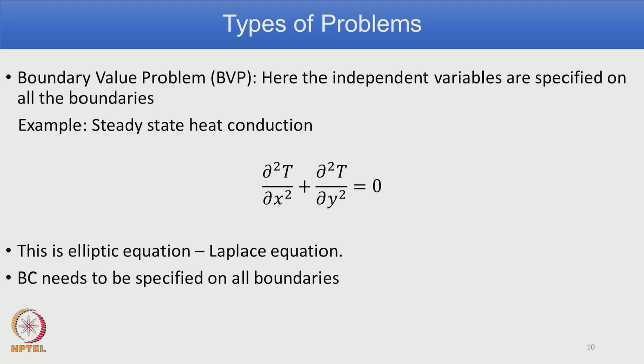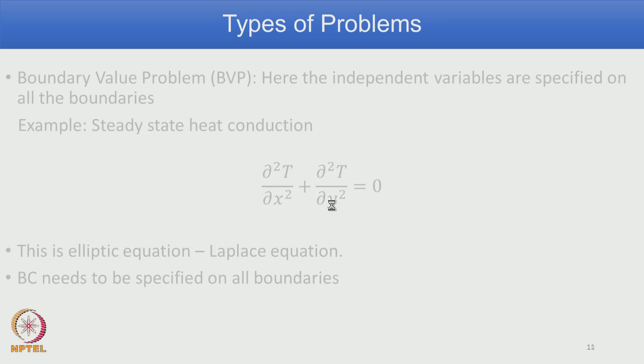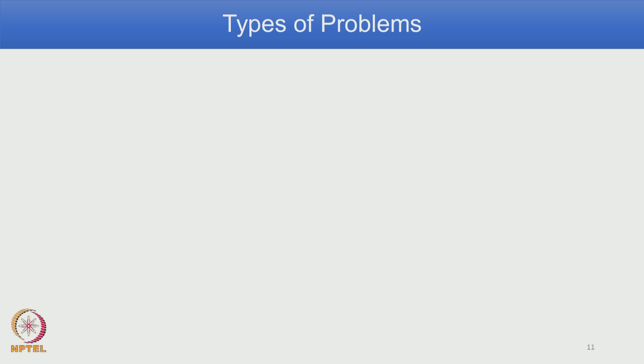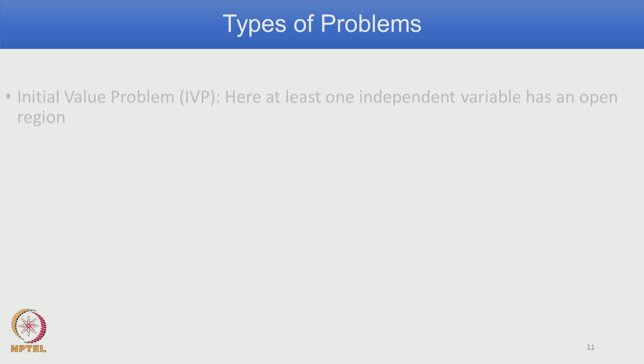Now, the boundary condition is specified on all the boundaries. In this the variable is T, temperature, and the domain goes in x as well as in y. So, you specify boundary conditions in all of x and y.